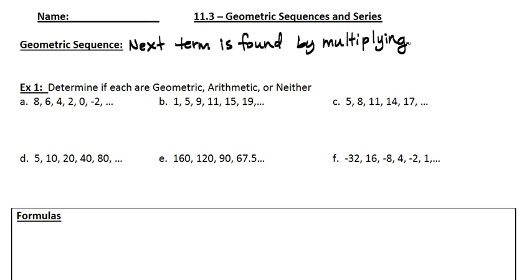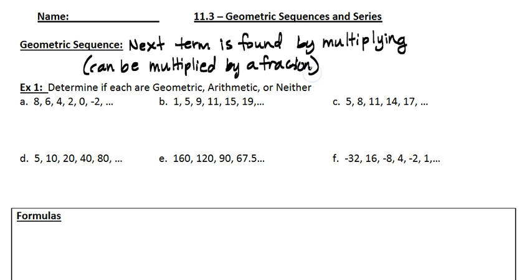Alright, so a geometric sequence. The next term is found by multiplying. You can have it multiplied by a fraction. So instead of saying that we're dividing, every single time we're going to say it's being multiplied by something, even if it's by a decimal or a fraction. And the thing that you multiply each time to get the next term is called the common ratio, which we denote by r. So we're going to use the variable r.